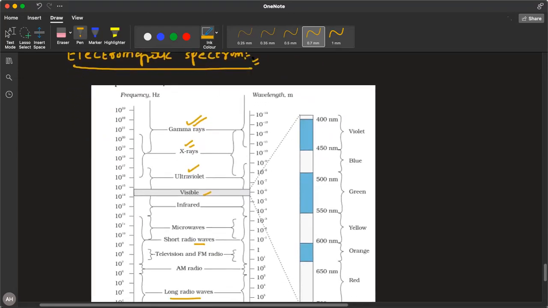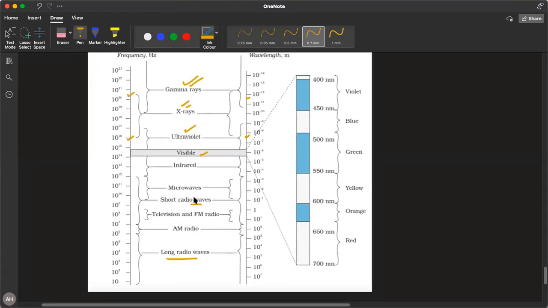Majority of questions in electromagnetic waves are from this spectrum. So see what type of question you can get. The first type is the frequency range of EM waves. Like, what is the frequency range of X-rays? X-rays lie from 10 raised power 16 to 10 raised power 20. Someone can ask the wavelength range of X-rays. That's 10 raised power minus 12 to 10 raised power minus 8. Similarly for infrared, microwaves, short radio waves.